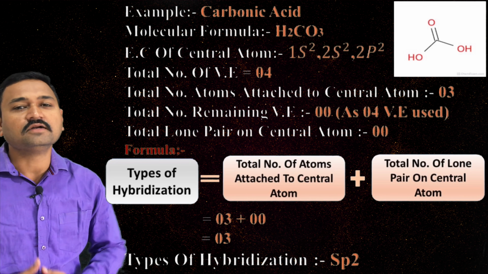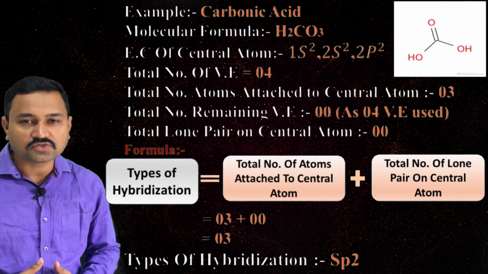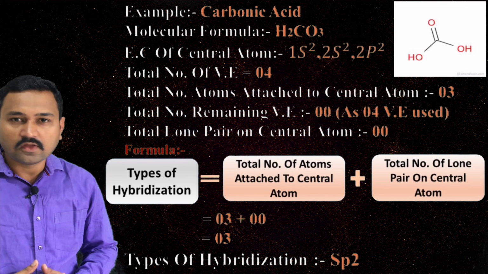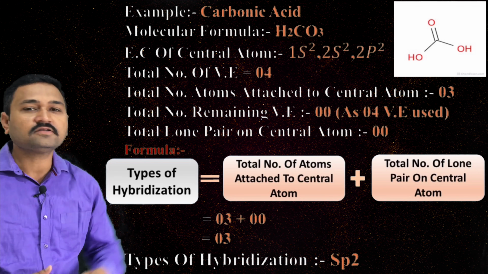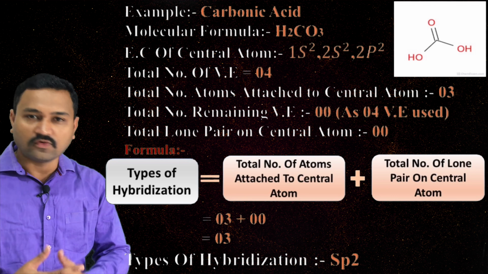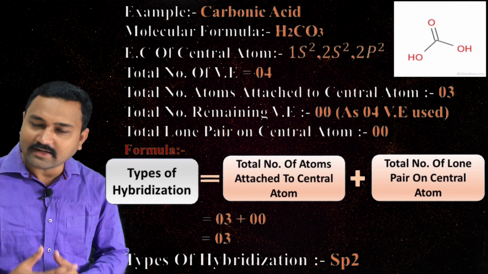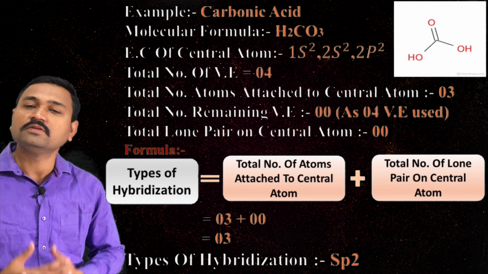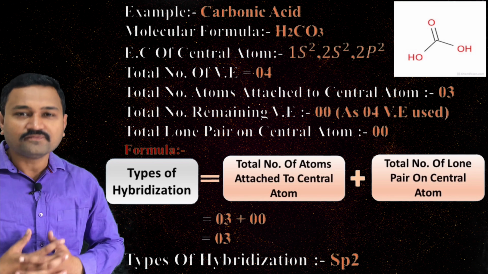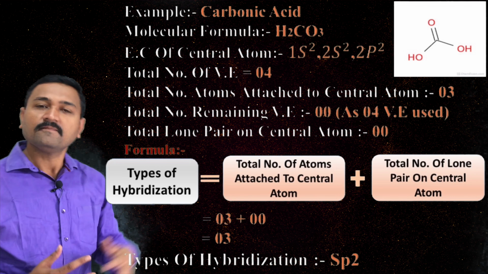Now let us consider the electronic configuration of the central atom: 1s2, 2s2 and 2p2. So here you can observe that the 2s and the 2p atomic orbitals contribute to the valence shell. Hence, the number of electrons present in those atomic orbitals are considered to be the valence electrons. Hence, the total number of valence electrons in the carbon atom will be equal to 4, as the 2s contains 2 electrons while the 2p also contains 2 electrons.